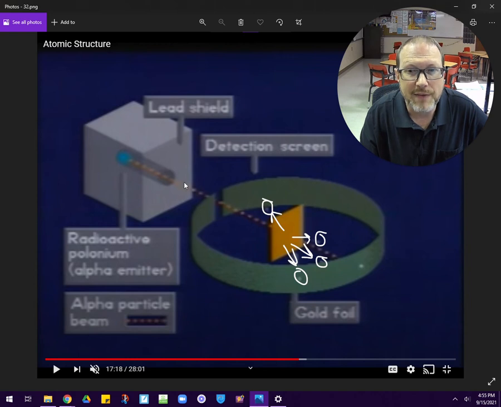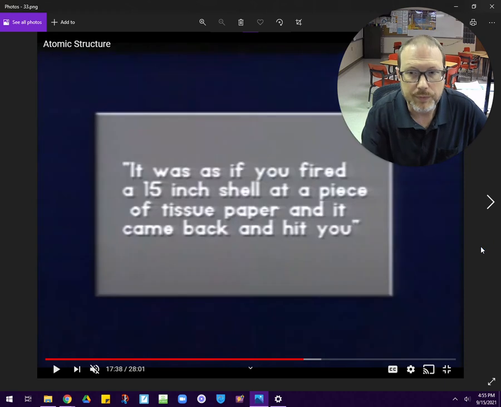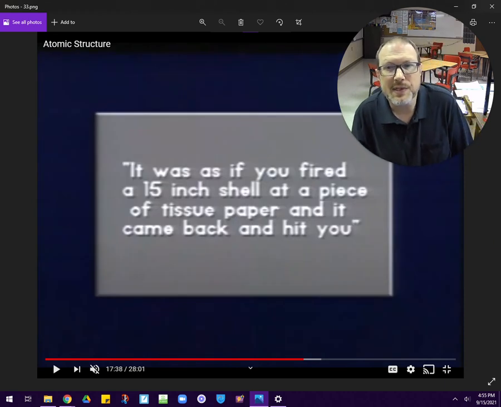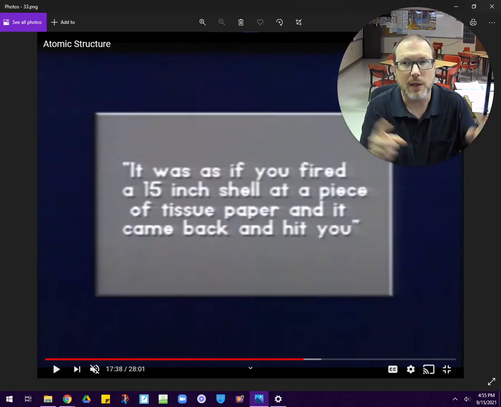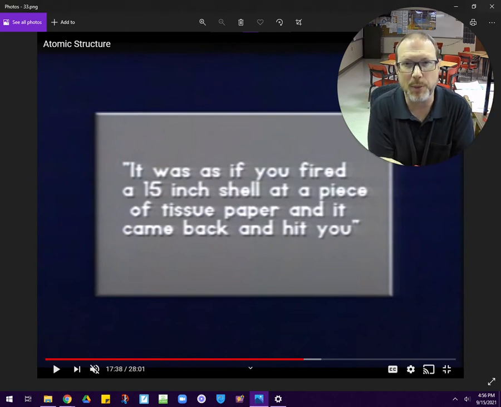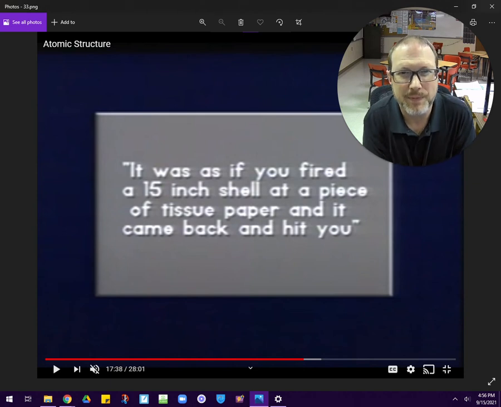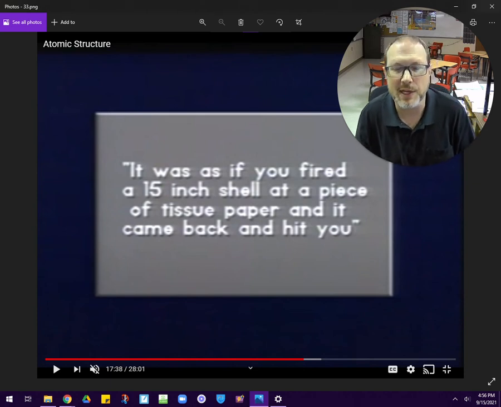They said that having one of these things hit this foil and then bounce back, it was as if you fired a 15-inch shell, like a 15-inch long shell of artillery or something, at a piece of tissue paper, and it came back and hit you. So very, very surprising for them.